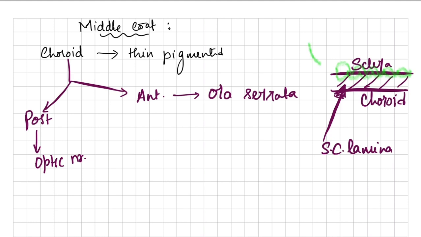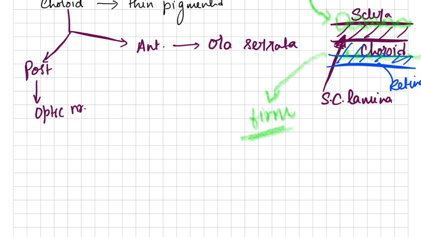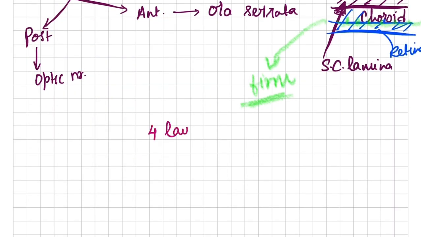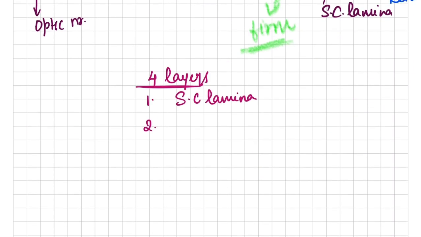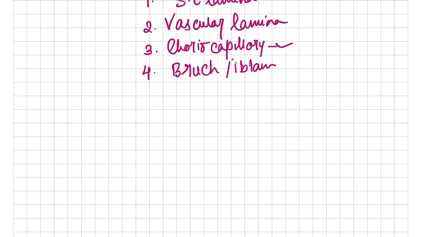Now if we look at the region where sclera and choroid are joined together, it is quite loose, so sclera and choroid can be separated. But choroid has retina beneath it, and choroid and retina are held very firmly together, so it is quite difficult to separate the two. So mostly when there is any separation, it occurs only between choroid and sclera. The 4 layers of choroid are, first, the sclerochoroidal lamina which we saw just now. Then there is the vascular lamina, where there are blood vessels. Then the third is the choriocapillary lamina, where there are loads of blood capillaries. And last is the Bruch membrane. It is also given a different name which needs to be remembered.